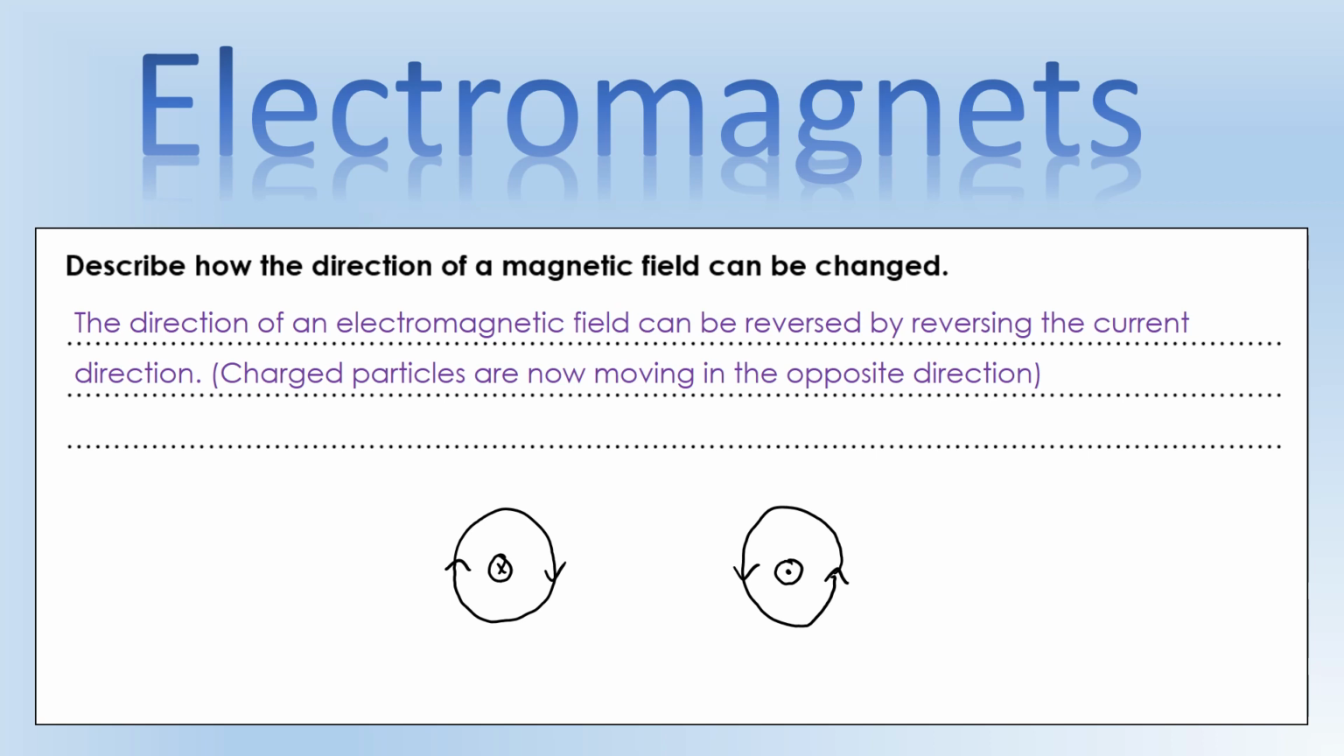Okay, so that's essentially what we saw earlier. If we have our wire going into the page like we saw earlier, and we now have the current coming out of the page, we can see the field has reversed direction there. So that's our example we met earlier.